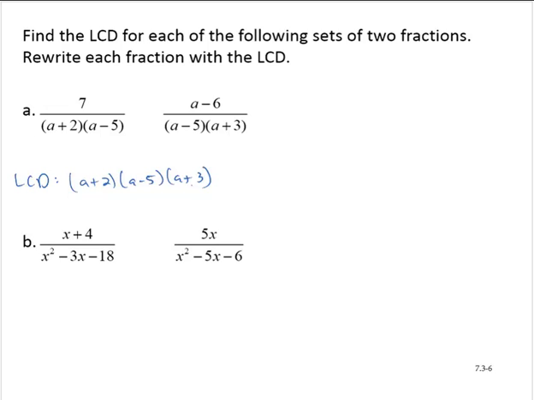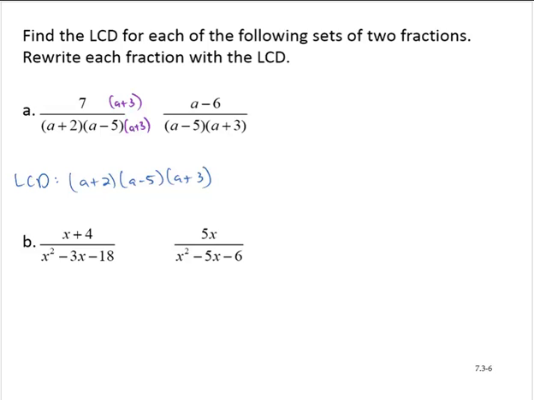Alright, so now we say to ourselves, in a sense, what's missing in each of those denominators. In the first denominator, I have the a plus 2 and the a minus 5. I need the a plus 3. So I multiply by a plus 3 in the denominator, and I multiply by a plus 3 in the numerator.